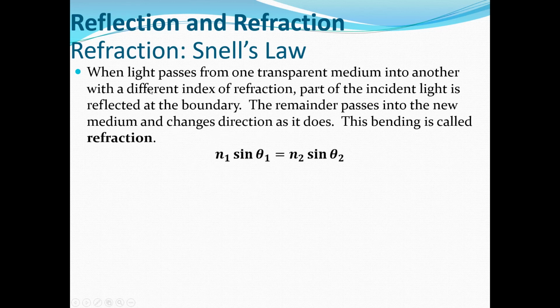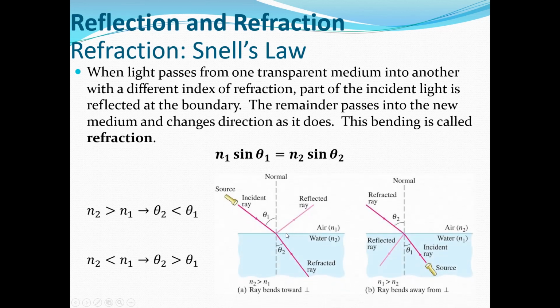Now, the equation that Snell's law is giving us is n1 sine theta 1 equals n2 sine theta 2. It's extremely important, as I mentioned before, that these angles are measured to the normal line. So the incident angle is from the ray to the normal, and the refracted angle is from the normal to the refracted ray. One thing you'll see is that regardless of whether we're going from air into water or water into air, the light bends pretty much the same way.